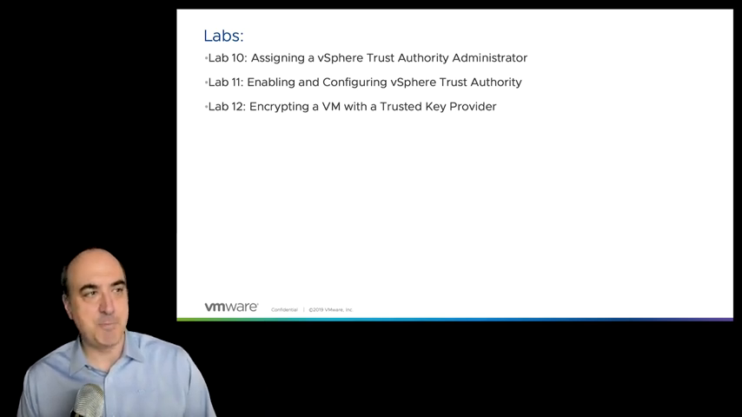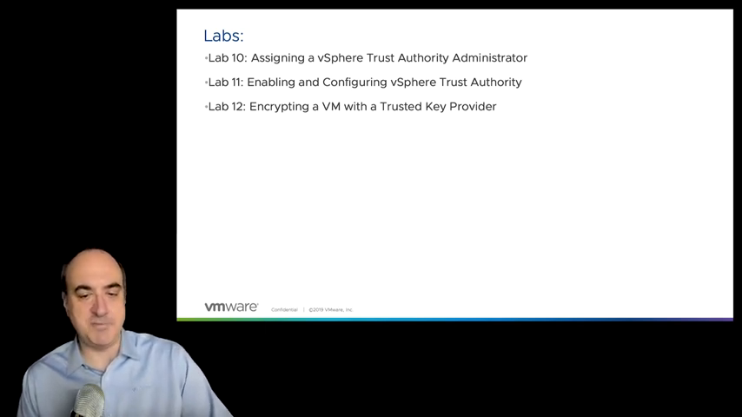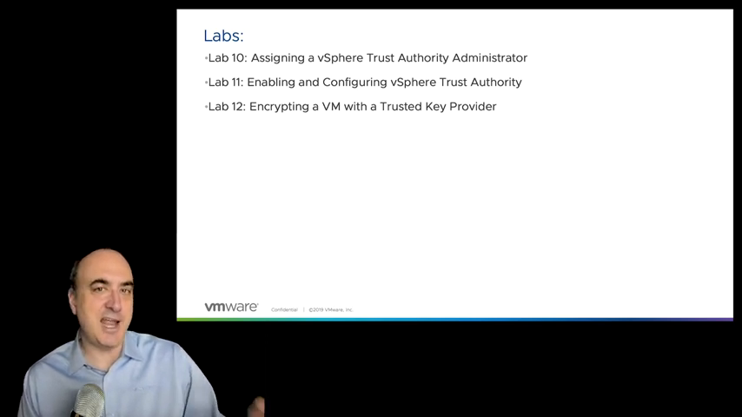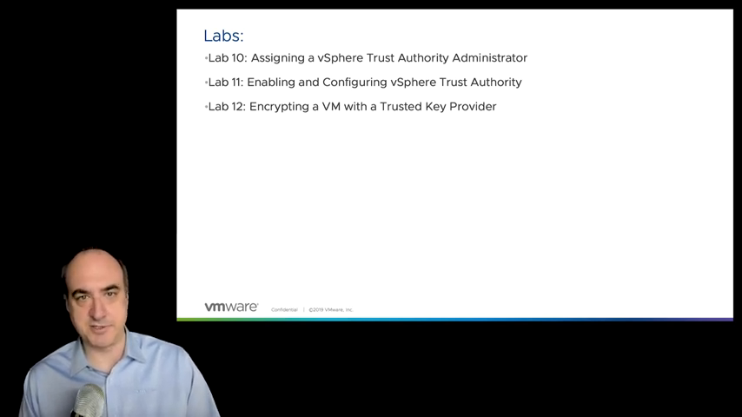Then we're going to assign this user called Trusted Admin with the role of Trusted Authority admin. In Lab 11, the very first thing you're going to do is rename things. You're going to rename the cluster in Site B. That's going to be the VTA cluster. And then the cluster in Site A is going to become the host attested, or the host trusted, cluster. And then you'll have all the different PowerCLI scripts to set up the Trust Authority cluster. And then finally, in Lab 12, we'll have you encrypt a VM with the trusted key provider.